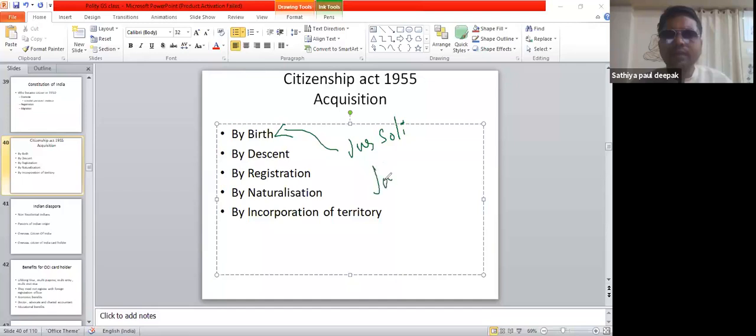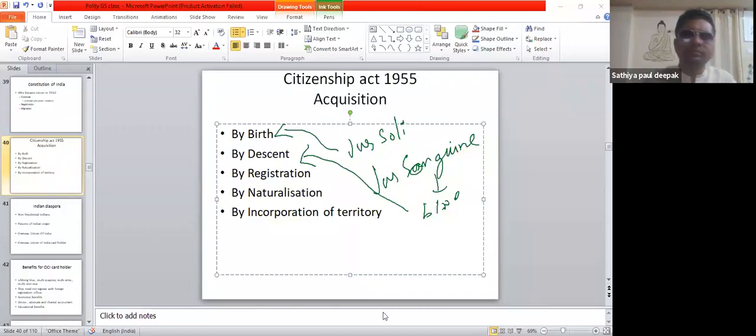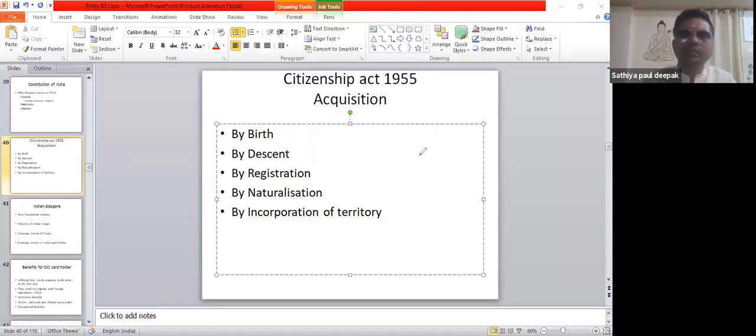Then jus sanguinis, there is another concept, jus sanguinis. Jus sanguinis means by blood, by descent, through bloodline. If your parents are belonging to a particular country, the child will be given citizenship of the parents' country. So if parents are Indians, the child also will be given Indian citizenship. That is called descent. Jus soli and jus sanguinis. Now, in India, we have to clearly see these concepts one by one: by birth, by descent, by registration, by naturalization, and all.